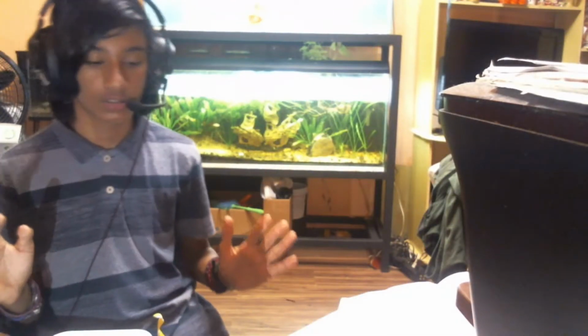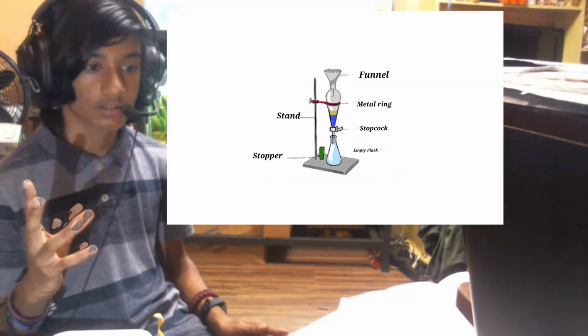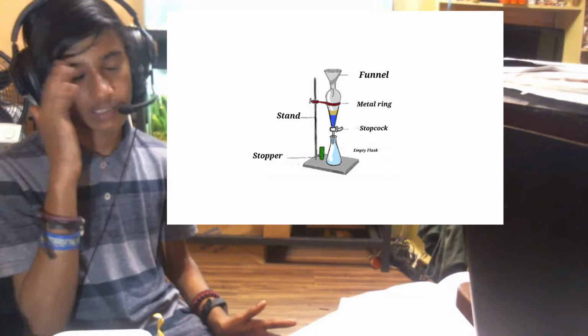I'm going to be explaining what a separating funnel is and how to use it. A separating funnel is basically a funnel that's made out of glass so you can see through it, and a stopcock. So how does a separating funnel work?